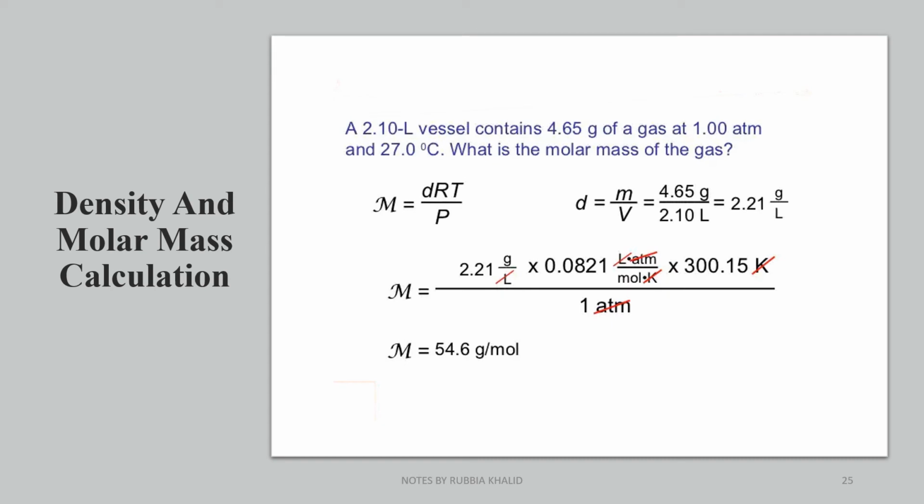Once we have calculated the density, you're going to substitute R, which is the gas constant, D, the density we calculated, and temperature, which is 300.15 Kelvin. You're going to convert 27.0 degrees Celsius into Kelvin by adding 273 to 27, and divide by 1 atm, the pressure given in the question. This will give you the molar mass of 54.6 grams per mole.